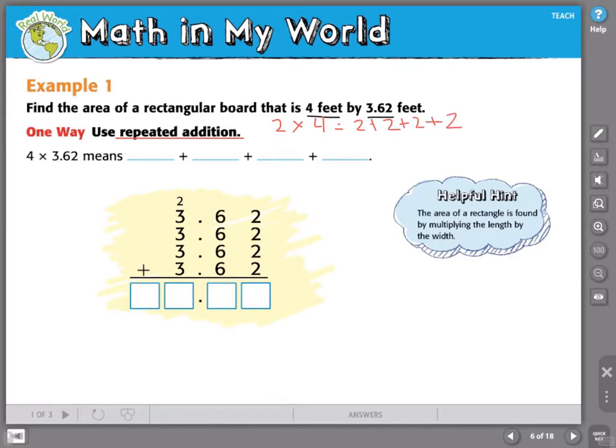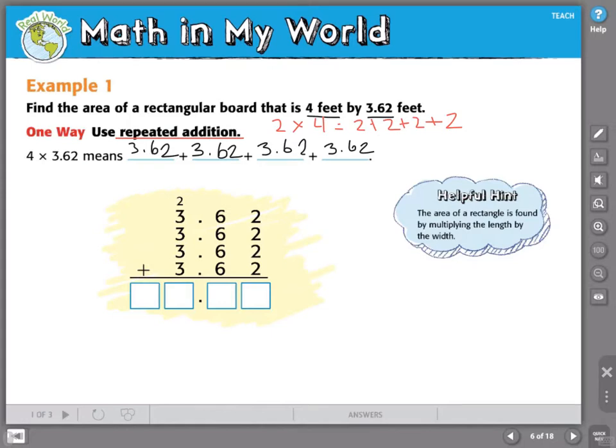Since we're multiplying decimals, the same would work here. We could use repeated addition here. We could take 3 62/100 and add it 4 times. It would mean 3 62/100 plus 3 62/100 plus 3 62/100 plus 3 62/100. Let's try that and see what we get.